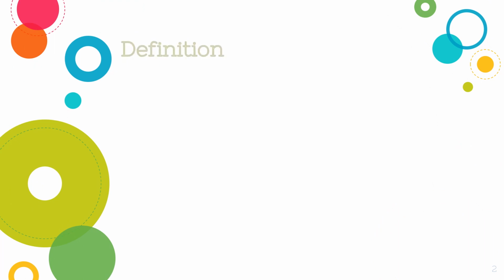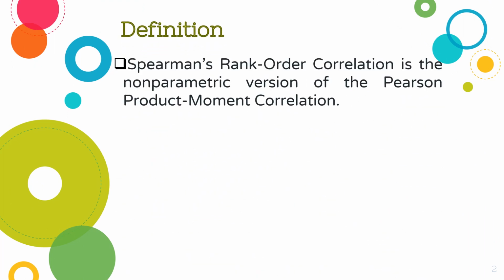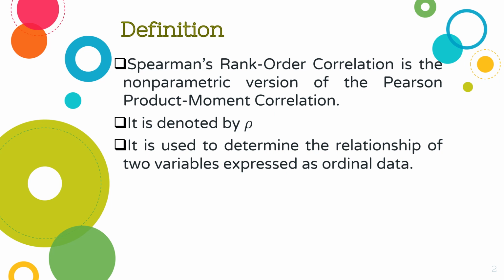The definition is Spearman's rank order correlation, or sometimes we call it Spearman rho, is the non-parametric version of the Pearson product moment correlation. It is denoted by this Greek letter, which we call rho. Okay? Kaya tinawag siyang Spearman rho, kasi because of the symbol that represents this statistical tool. It is used to determine the relationship of two variables expressed as ordinal data.